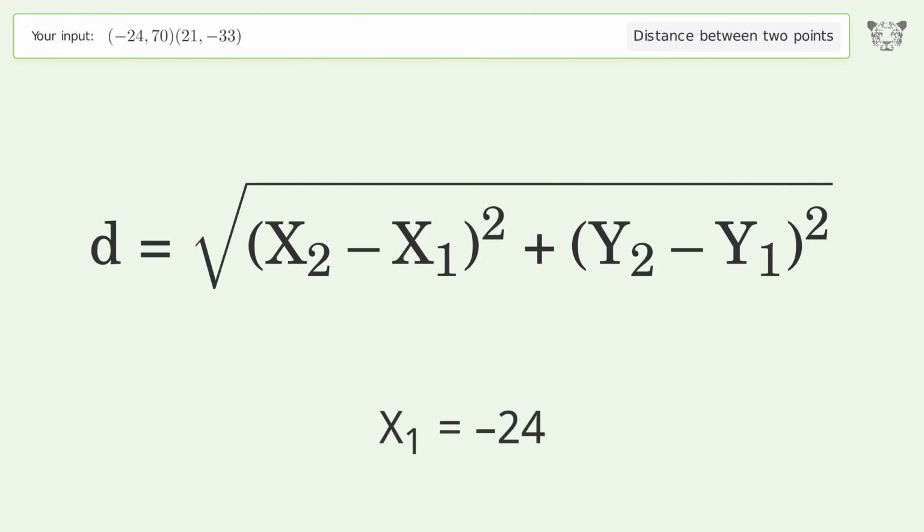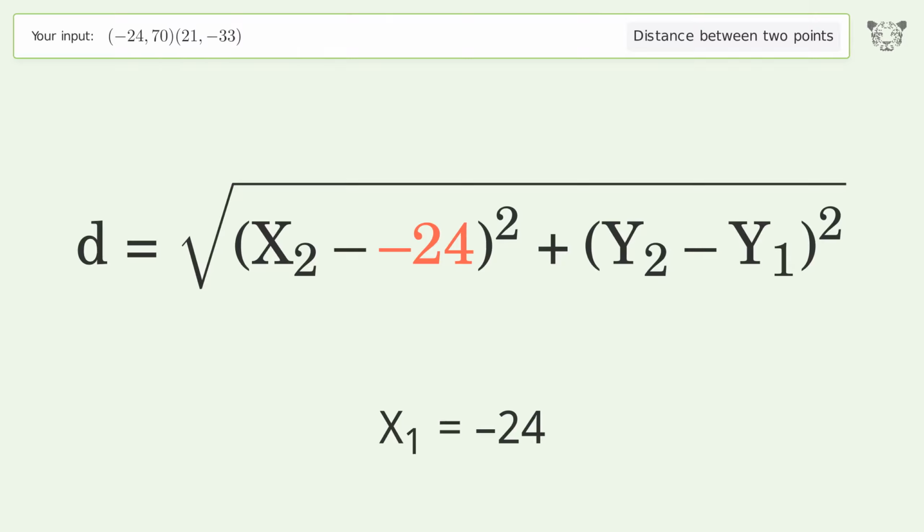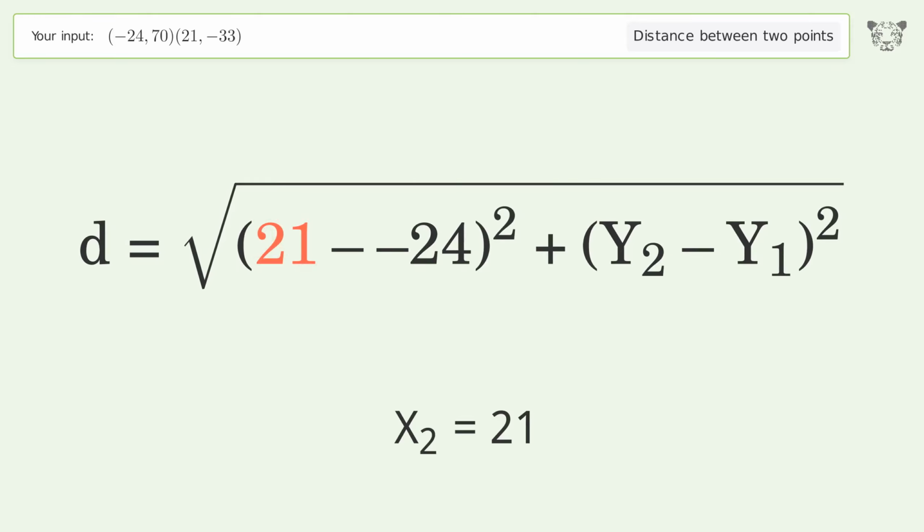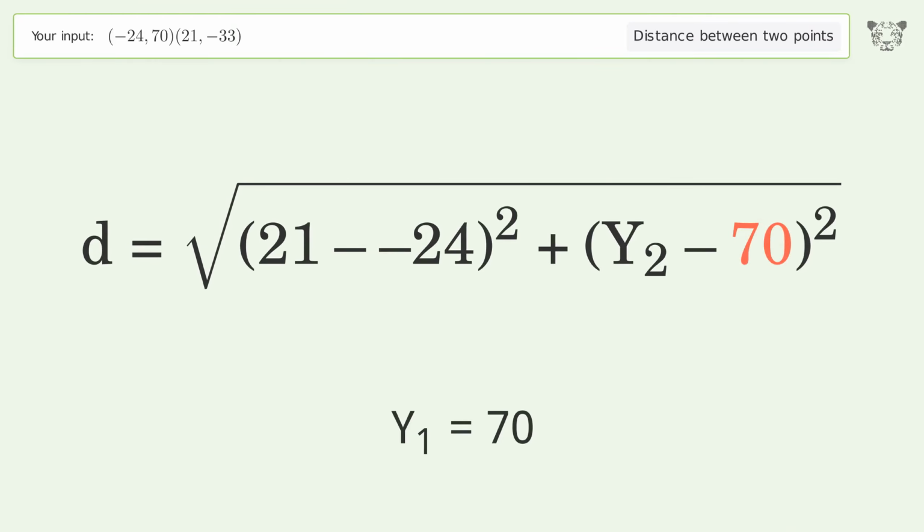x1 equals -24. x2 equals 21. y1 equals 70. y2 equals -33.